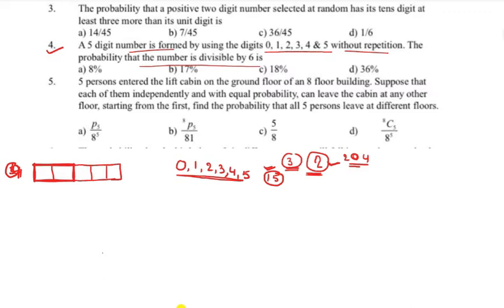Because we require 5-digit numbers, and here a total of 6 digits are there, definitely we have to remove one digit. The digit we are removing may be 0, or it may be 3. You can't remove any other digit. If you remove 0, the sum is 15 only. If you remove 3, the sum is 12. It is a multiple of 3.